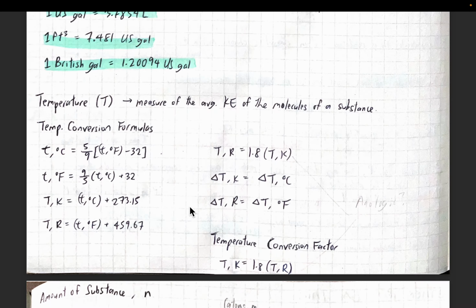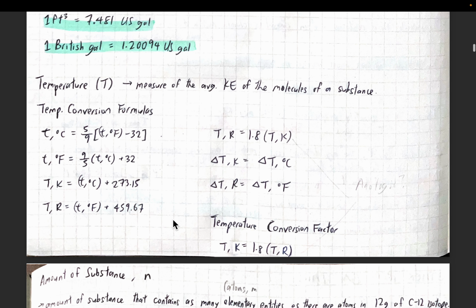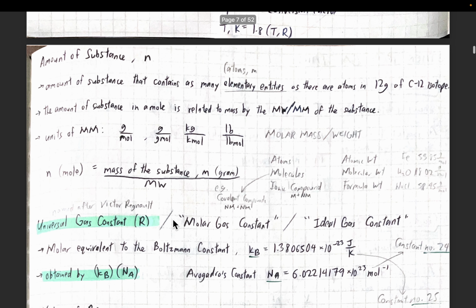Although, personally, I think that the calculator that you have has a conversion between Fahrenheit and Celsius. So I think what you have to worry about left is the conversion from Celsius to Kelvin and vice versa, and conversion from Fahrenheit to Rankine and vice versa. So yeah, it's basically it.